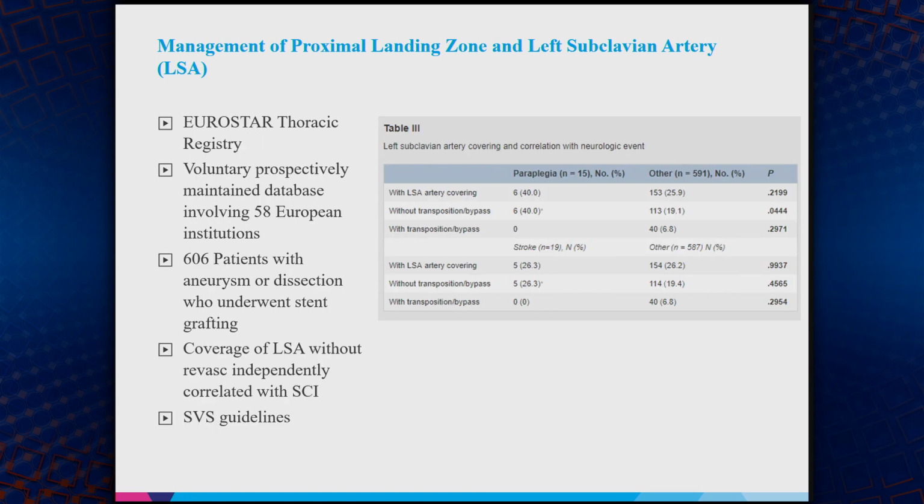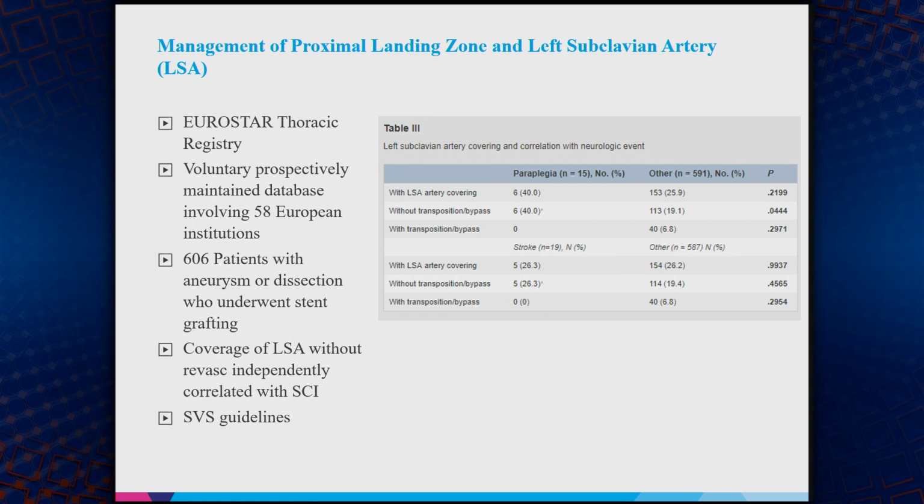Eventually, that led us to the Eurostar registry. The Eurostar registry was a voluntary, prospectively maintained database of 58 European institutions. The patients are very heterogeneous. Some of the patients got thoracic TEVAR devices for dissection. Other ones got it for aneurysms. But there were quite a few patients, 600 enrolled.